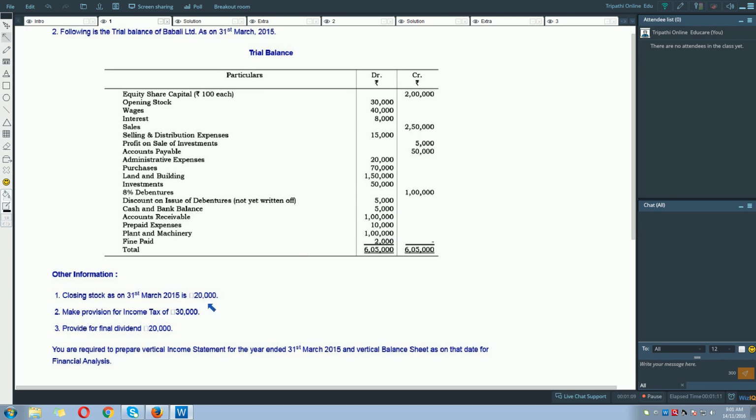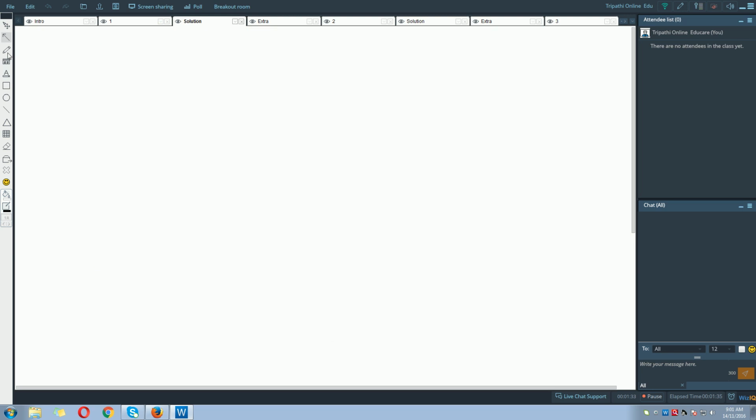Other information: first, closing stock as on 31st March 2015 is rupees 20,000. Second, make provision for income tax of rupees 30,000. Third, provide for final dividend of 20,000. You are required to prepare a vertical income statement for the year ended 31st March 2015 and a vertical balance sheet as on that date for financial analysis. So we'll have to prepare both. Let's start.